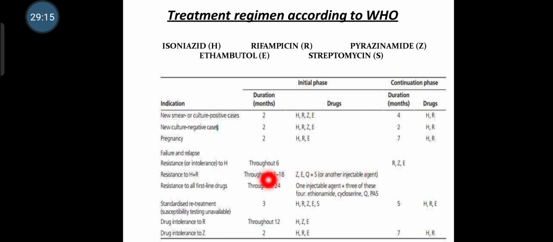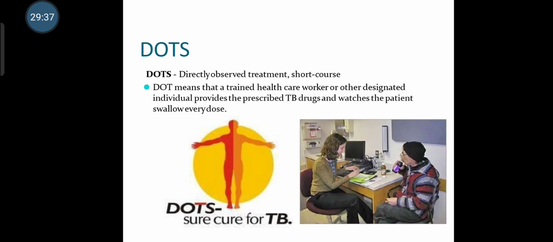Then standardized treatment for 3 months, as well as treatment with HRZES, that is all 5 drugs. Then drug intolerance: in that case HZE can be used, and for drug intolerance to Z, HRE can be used. So these are the different drugs which are used in combinations for the treatment of tuberculosis.